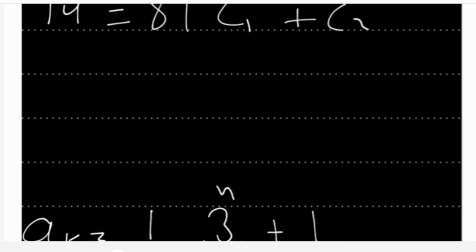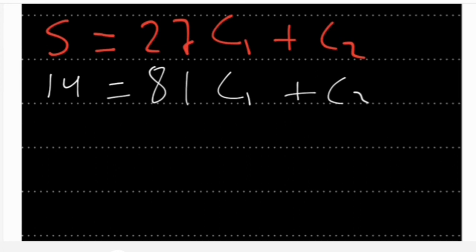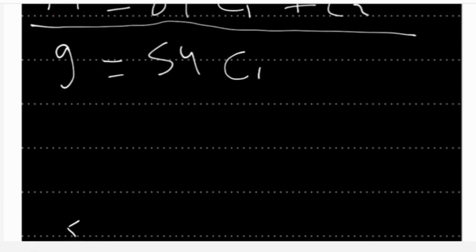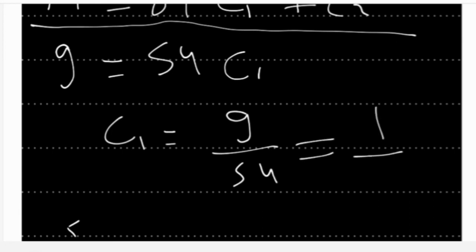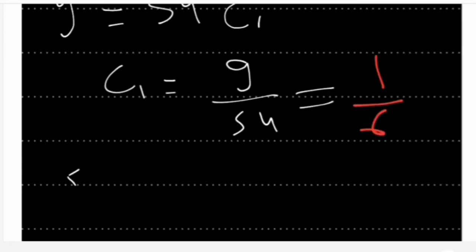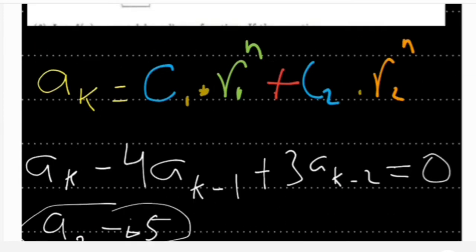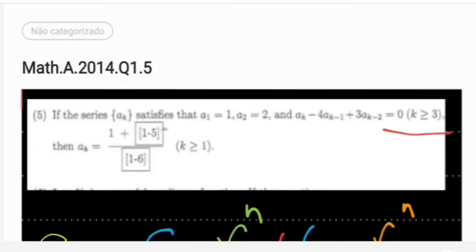Now A4 is 14, which is equal to 3 to the 4, 81, C1 plus C2. Now let's subtract them. You have that 14 minus 5 is 9, 81 minus 27 is 54, C1. So we'll have that C1 is equal to 9 divided by 54, which is equal to 1/6. So we have again that C1 is 1/6. It's better for us to use 4 and 3 because of this rule, but both of them gave the right solution, so this is it.